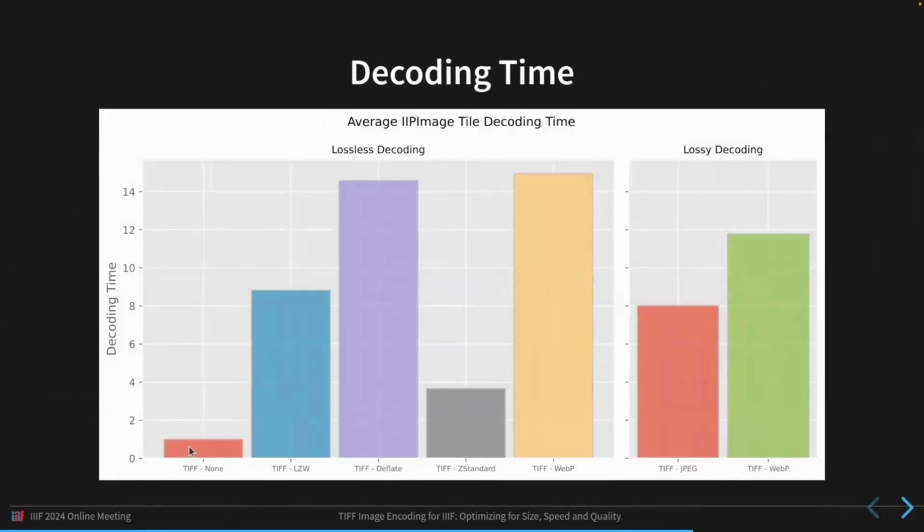Again, we've normalized our y-axis such that uncompressed tiled TIFF is equal to 1. So what we see here is that Deflate is about 14 times slower than uncompressed TIFF. The thing that stands out in particular here is Z-Standard. Z-Standard is a compression format which is designed to be fast, and we can see that it is indeed fast here. It is much faster than any other compressed format. WebP performs similarly to Deflate, and LZW is actually much faster. Now, in terms of lossy encoding, JPEG performs quite well, and actually WebP is not so far behind.